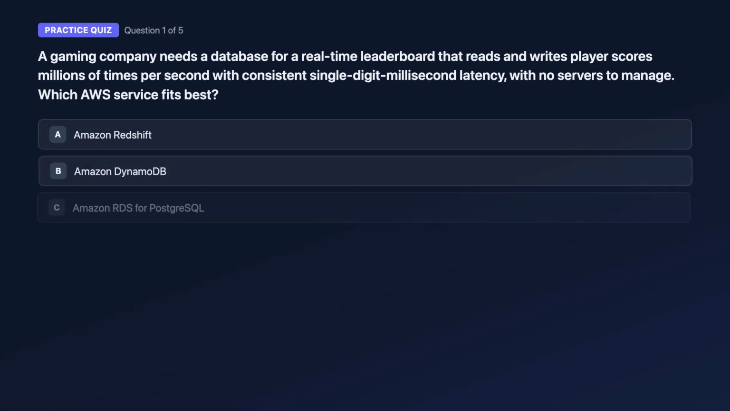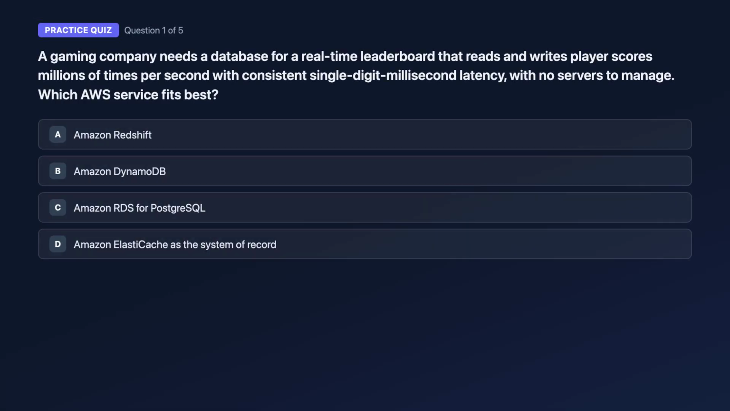Let's test what you've learned. A gaming company needs a database for a real-time leaderboard that reads and writes player scores millions of times per second, with consistent single-digit millisecond latency and no servers to manage. Which service fits best? Is it A, Amazon Redshift, B, Amazon DynamoDB, C, Amazon RDS for PostgreSQL, or D, Amazon ElastiCache as the system of record? Pause here if you want more time.